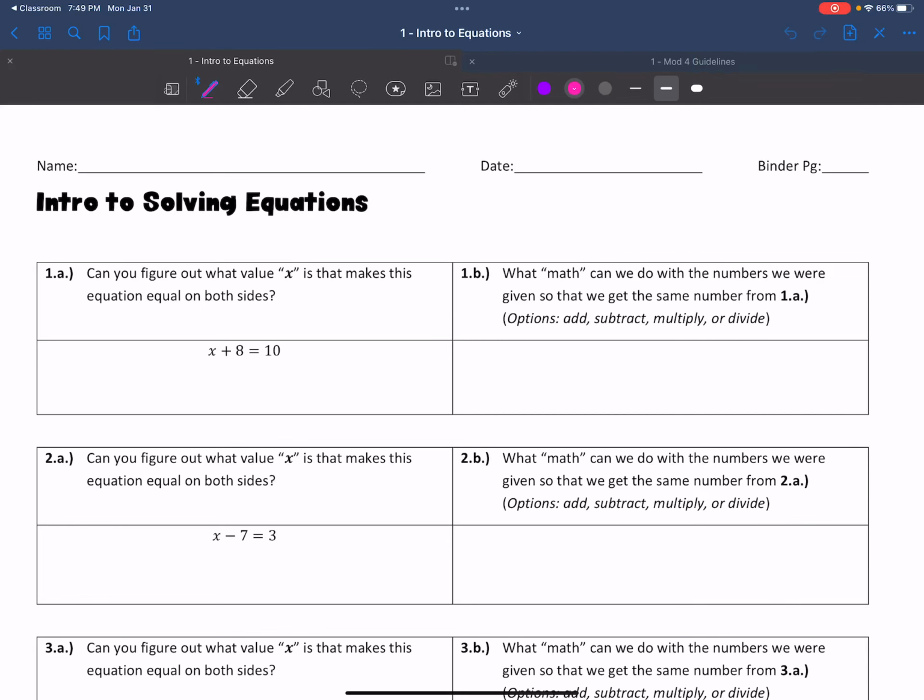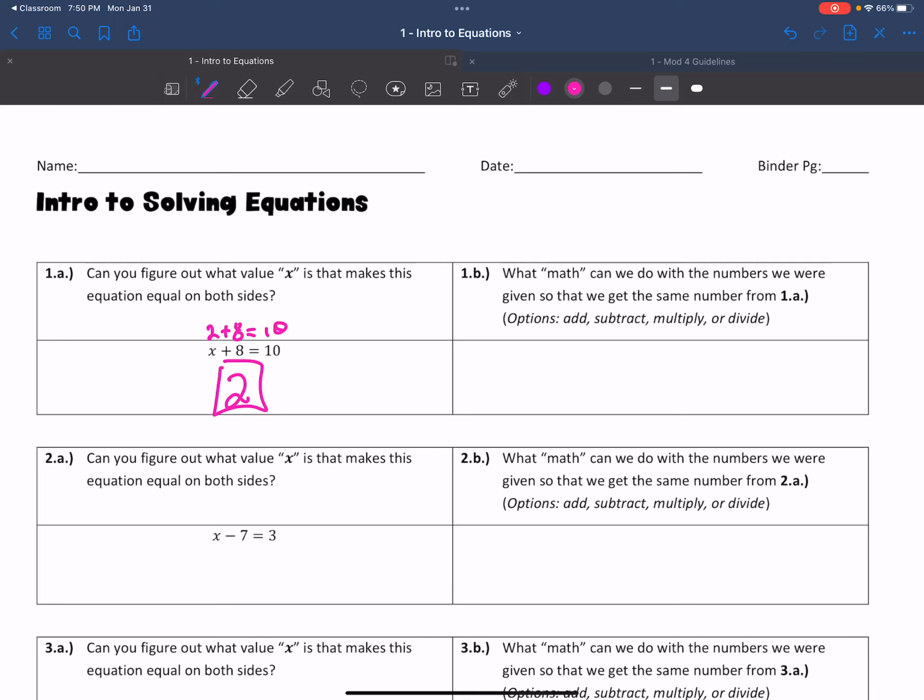All right, so today's first assignment is called Intro to Solving Equations. This is kind of a thinker, so bear with me. Number 1A, can you figure out what the value x is that makes the equation equal on both sides? So we have x plus 8 equals 10. Hopefully off the top of your head, and if not, that's okay, the answer would be 2, right? 2 plus 8 equals 10.